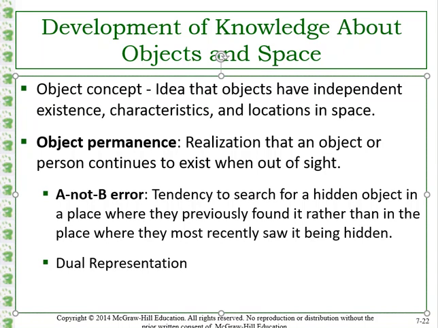Like I said before, these need to be developed towards the end of the sensorimotor stage: object permanence, the A not B error, and then lastly, dual representation. We'll see that again, but I'll briefly talk about it. This is another cognitive aspect. Dual representation is the ability for an infant or toddler to understand that there can be two representations of the same thing, but they can be slightly different. That's why it's called dual representation.